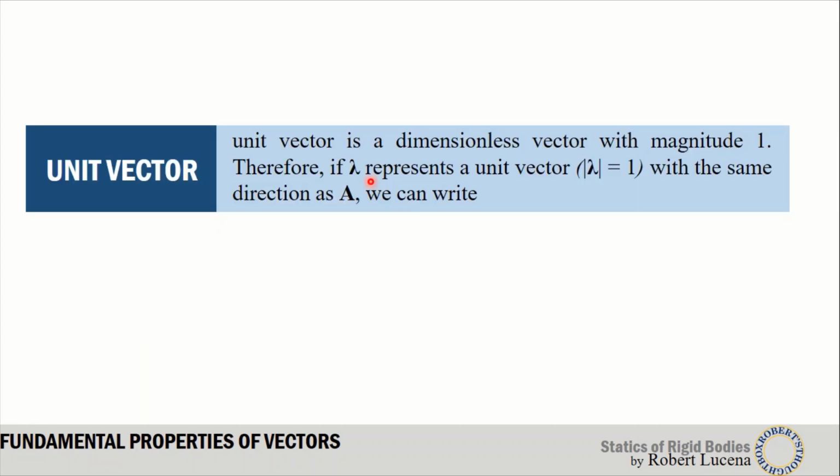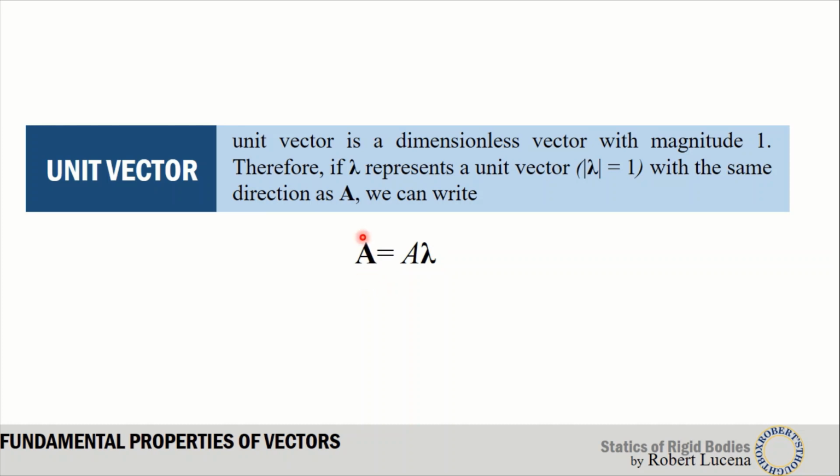Now let's define the unit vector. The unit vector is a dimensionless vector with magnitude 1. Therefore, if lambda represents a unit vector which has a magnitude equal to 1, then it has the same direction as A. We can write now that the magnitude of A is A, and the unit vector is the vector that gives direction to the scalar A. Then this is the unit vector.